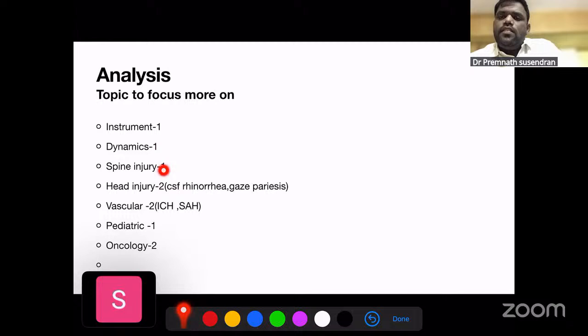Next, on the spine injury. So one injury of spine can be asked, and from head injury they ask two questions mainly from the CSF rhinorrhea and one general question, that is gaze paresis. Okay, and the vascular topics like ICH and SAH, to be focused more. And they ask one question from pediatric neurosurgery, spinal dysraphism. From neuro-oncology, they ask two questions. One is pituitary adenoma, and another one is the pilocytic astrocytoma. So these are some areas to be focused more.